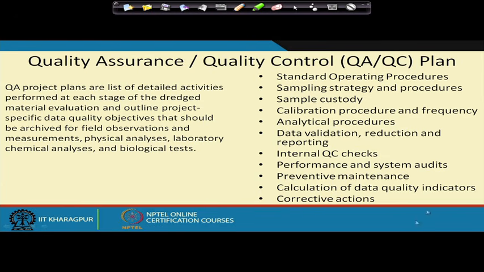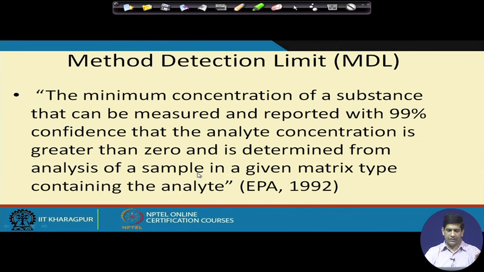And then there is this quality assurance plan. I will not read through that. Essentially it's whatever I've been telling you. It's a QA project, a detailed activity. There are standard operating procedures, sampling strategy, sample custody, calibration procedure, internal QC checks and all those things. You can read through this. This material will be provided to you as a PDF. These are different things we do. And if you are interested in quality assurance and quality control, I would encourage you to go on Google and look at that. There are a lot of examples out there. You will see QA QC plans, and you can download some reports and read them as well.